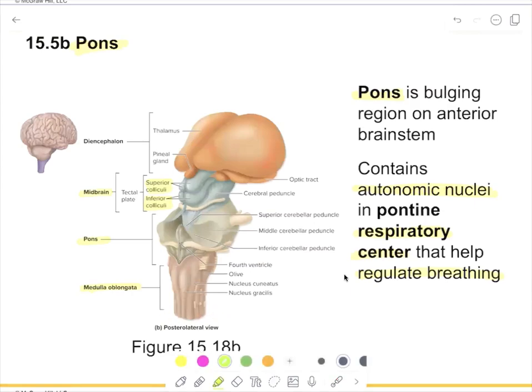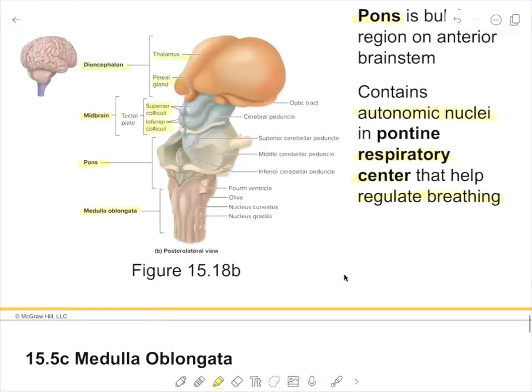Just to remind you, directly superior to the brainstem is the diencephalon, containing the thalamus, the epithalamus, which is the pineal gland, and the hypothalamus, which is not shown in this particular diagram.